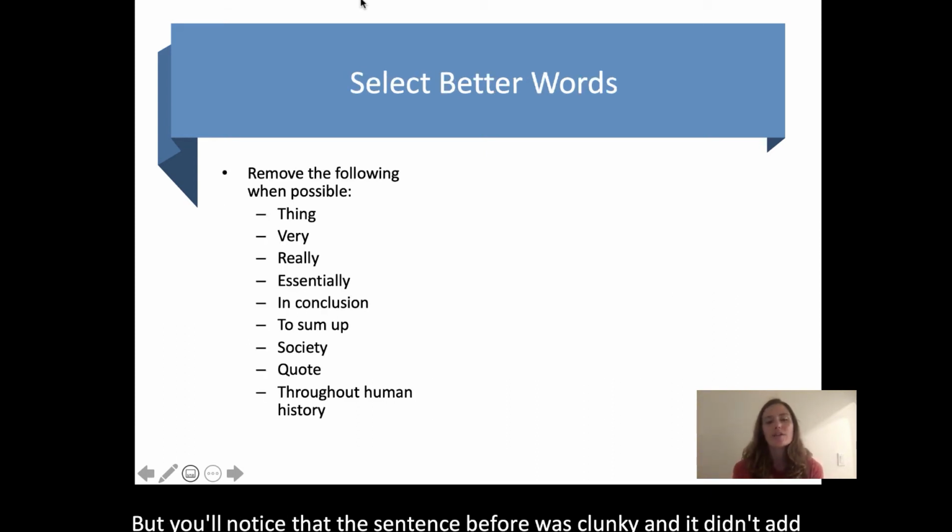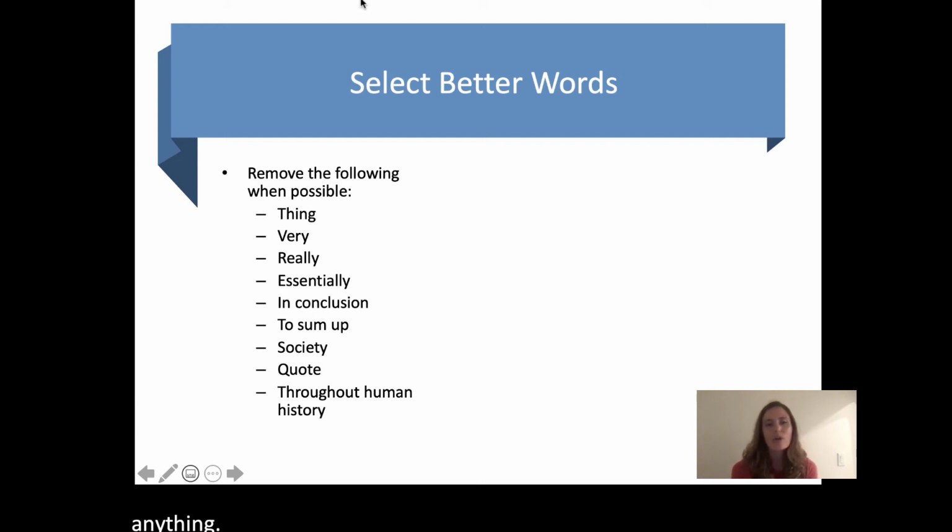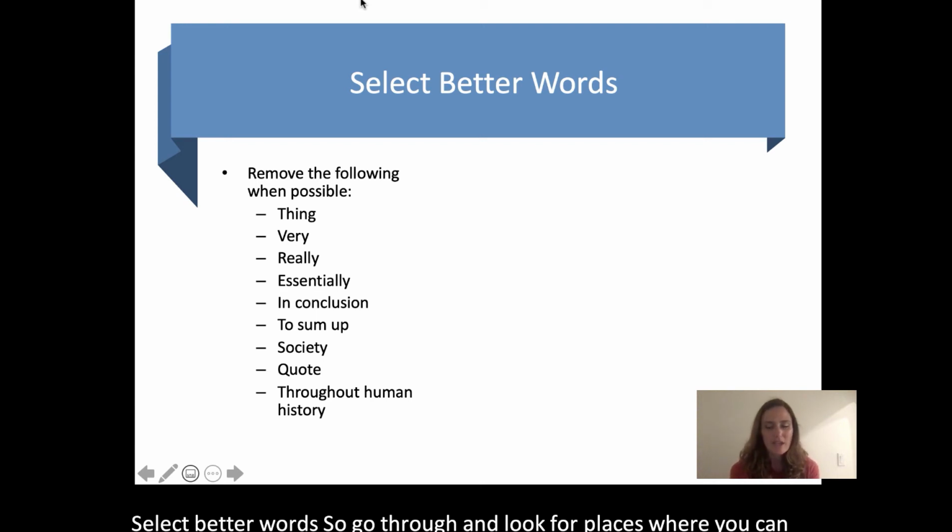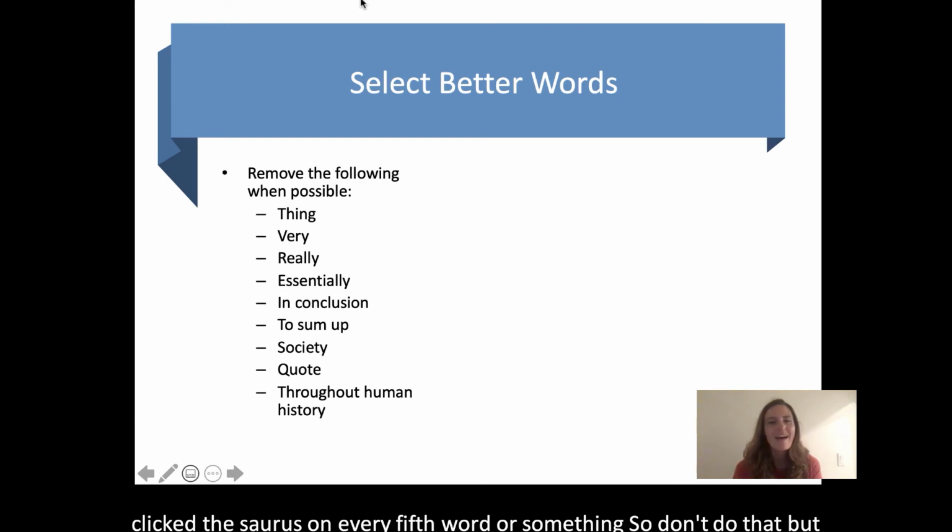Select better words. So go through and look for places where you can pick a more precise or more powerful word. This does not mean using the thesaurus feature on your computer and plugging in a random word that you find there. You're going to end up sounding like a robot if you do that, and then it's very obvious to the reader that you just clicked thesaurus on every 5th word or something. So don't do that.